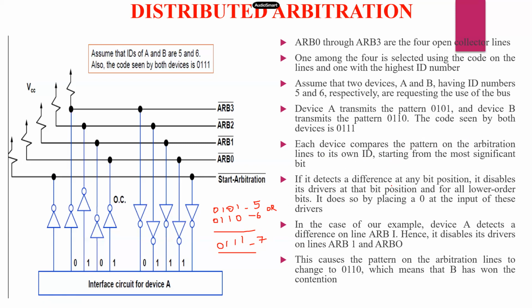If it detects a difference at any bit position, it disables its drivers at that bit position and for all the lower-order bits. For example, device A is ID 5. The binary number is 0101. The competing device has ID 7, which is 0111. So compare 0 and 0.